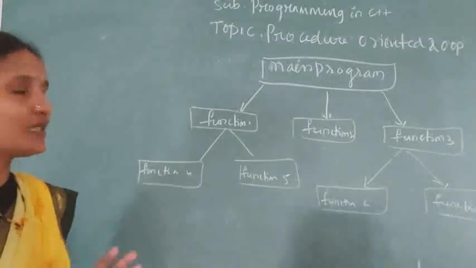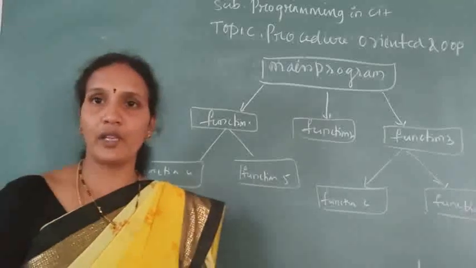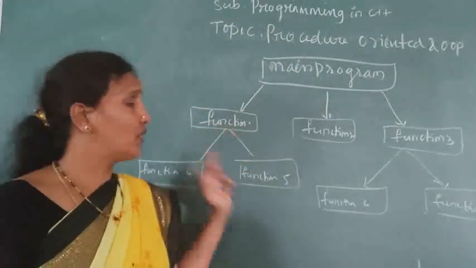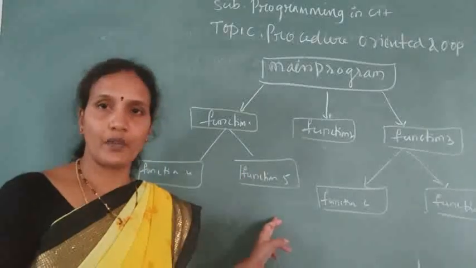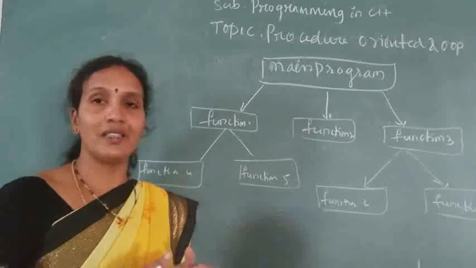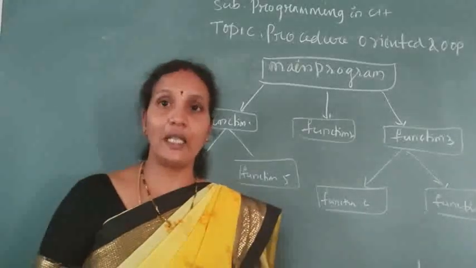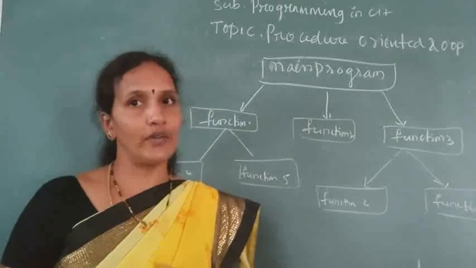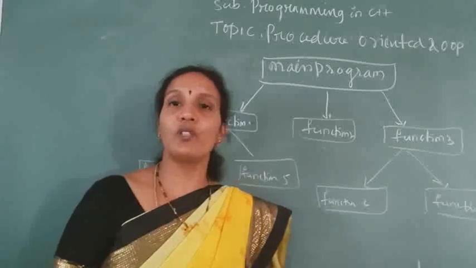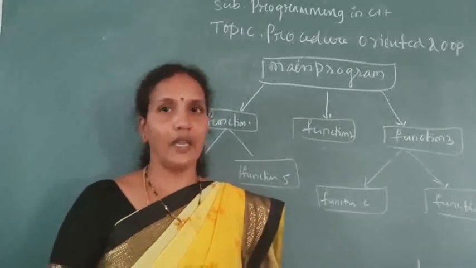See, for example, I want to execute function 5. So from where should I come? From the main function to function 1, function 1 to function 5. Directly we can't execute function 5 because the functions are interlinked. In which sequence you have written the function, in the same sequence you have to call the function. Function execution should follow a particular order, and in that order only the function should be executed.